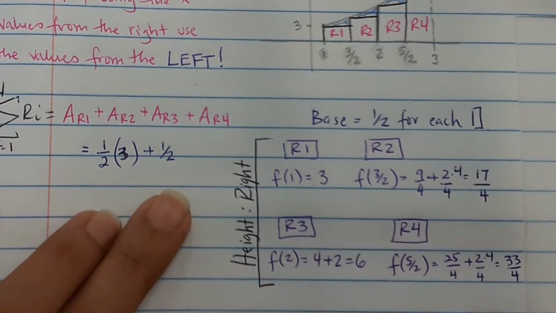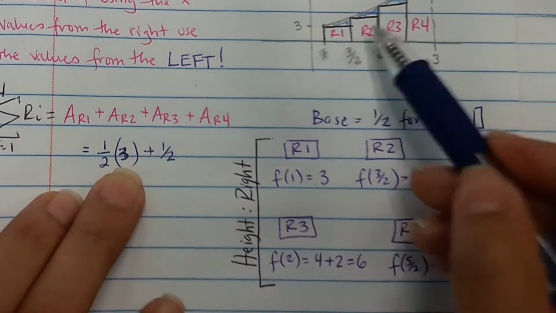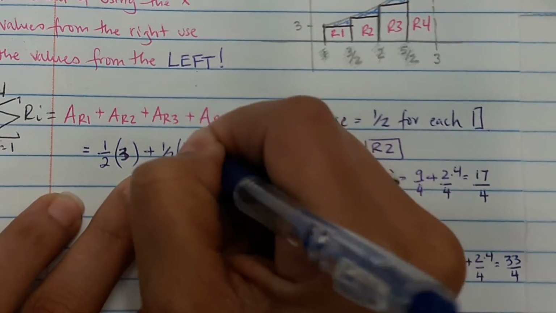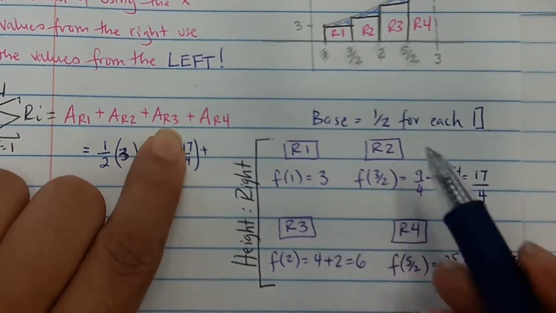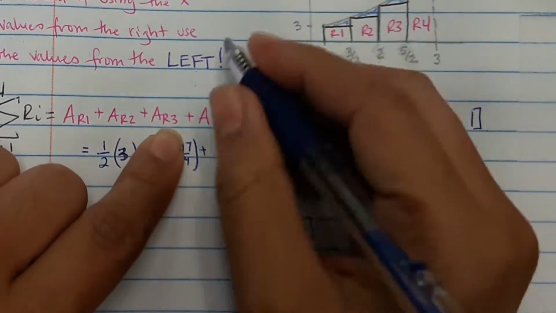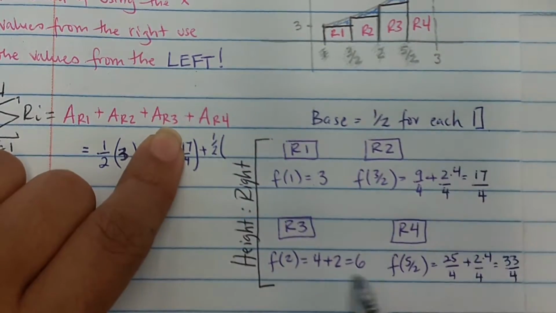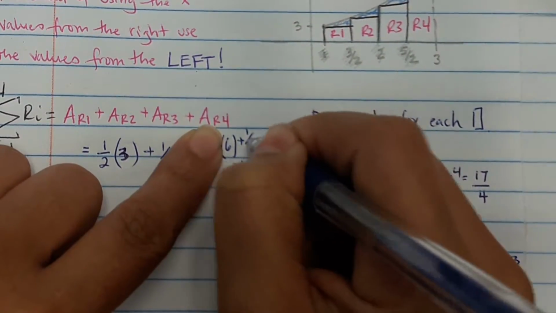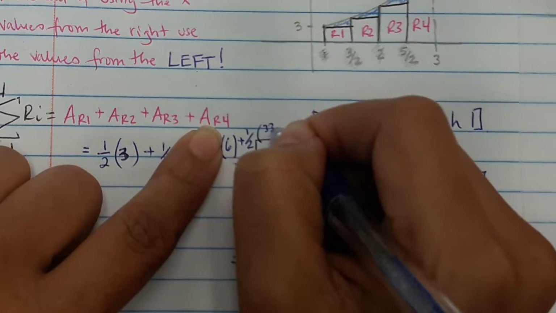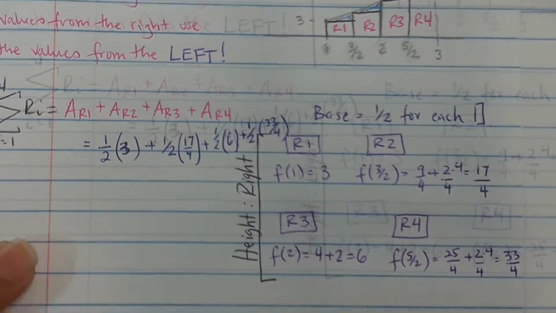Alright, so the area is base times height. So we already did the first rectangle, and I can do the second one. The height is 17 over 4, the base is a half. The third one, the height is 6, the base is a half. And the fourth one, the base is a half, and the height is 33 over 4.